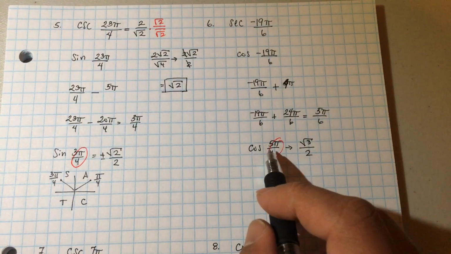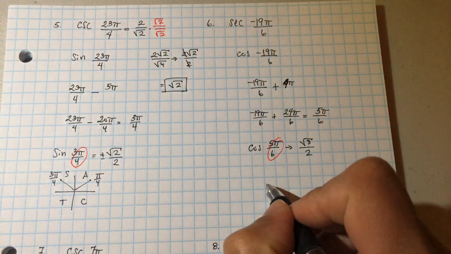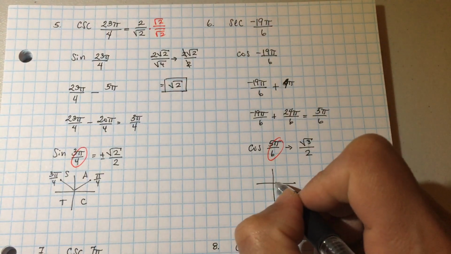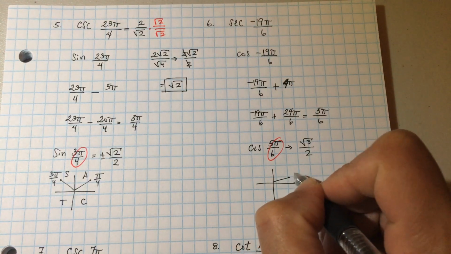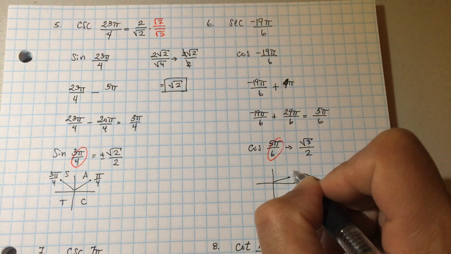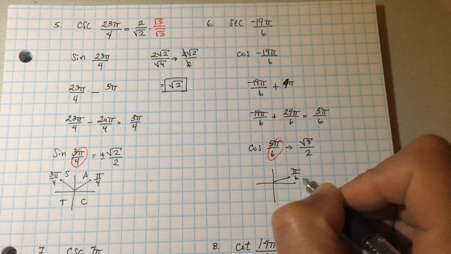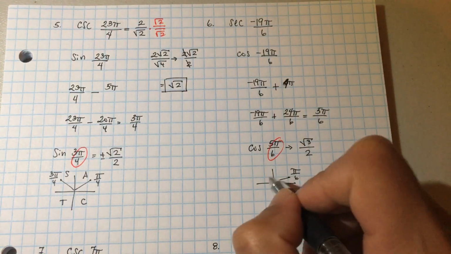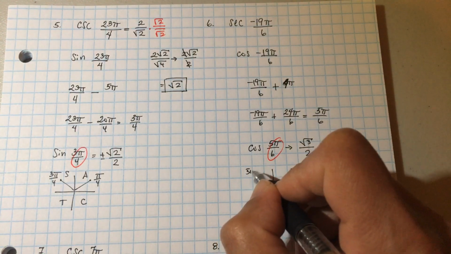I just got to figure out, is it a positive or is it a negative? Okay, cool. So pi over 6 is 30 degrees. It's over here. All right. Where's 5 pi over 6? 6 take away 1. Again, it's in the second quadrant.